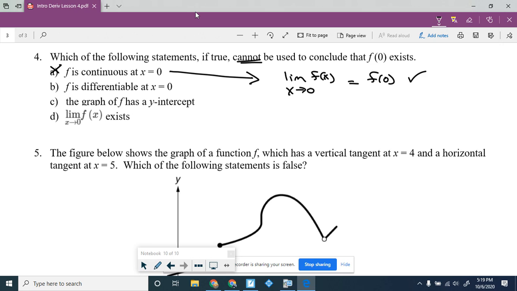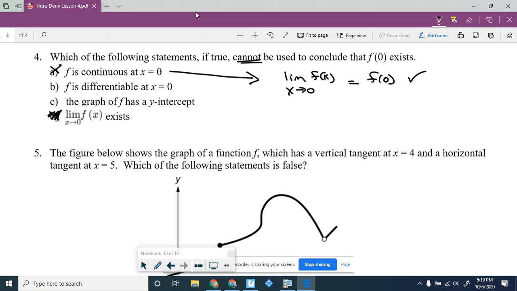All right, let's skip down to this since I see the limit right here. Of course this limit must exist, right? It's going to have to. If this limit exists, does that mean that f of 0 exists? Well, that's actually a decent question. So, we'll go back to that.